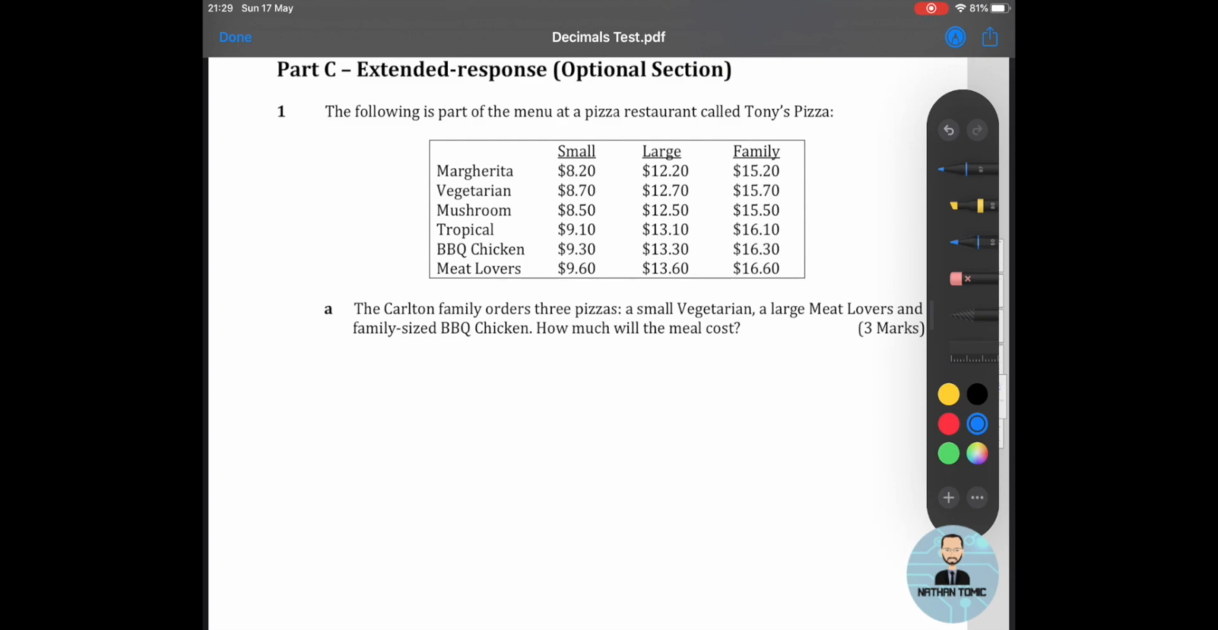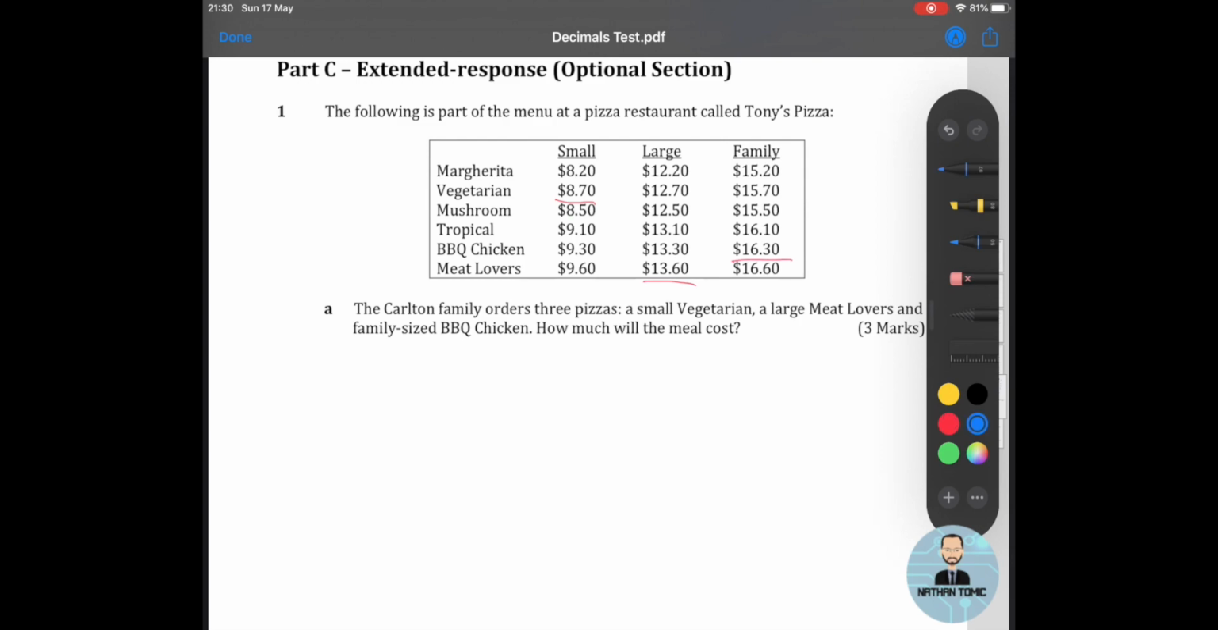Now, the first real mistake that people may have made here is just mixing up the different pizzas and sizes. So again, be very careful with this. The first one, of course, that they had was a small vegetarian. So that's what I'm looking for here. The second one that they had was a large meat lovers. So meat lovers down the bottom here, and it was a large. And the third one they had was a family-sized barbecue chicken, which is this one. I want a total cost.